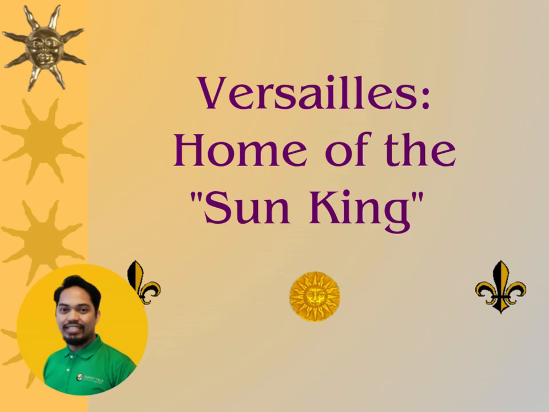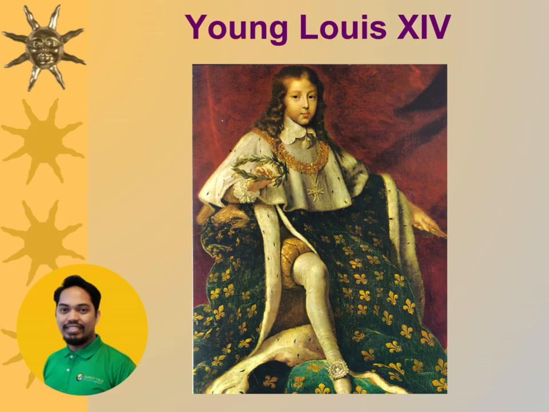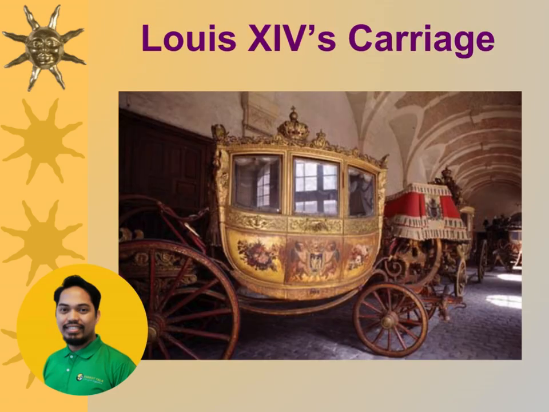Let's proceed to Versailles, home of the Sun King, quote unquote. Now, the one that you see on the slide is the young King Louis the 14th. Based on the record, King Louis is one of the youngest kings that has been given the power of an absolute monarch.